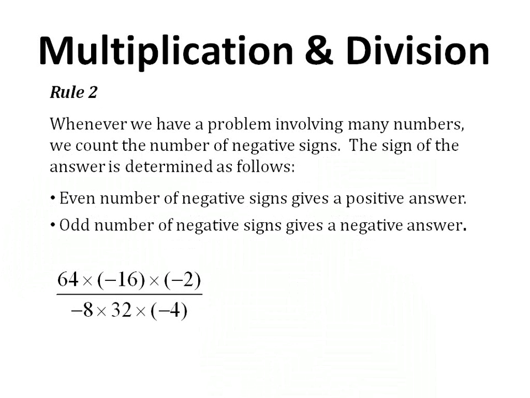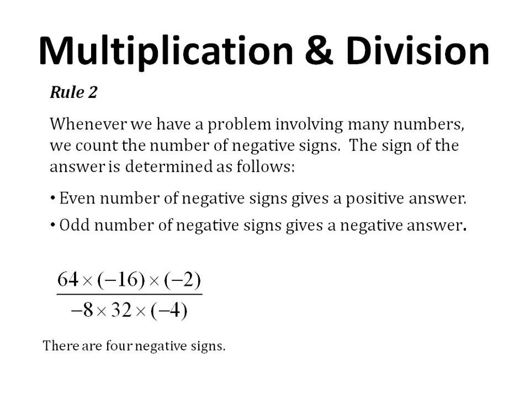We are going to move on to our second rule in multiplication and division, which states, whenever we have a problem involving many numbers, we count the number of negative signs. The sign of the answer is determined as follows. An even number of negative signs will give a positive answer. An odd number of negative signs will give a negative answer.